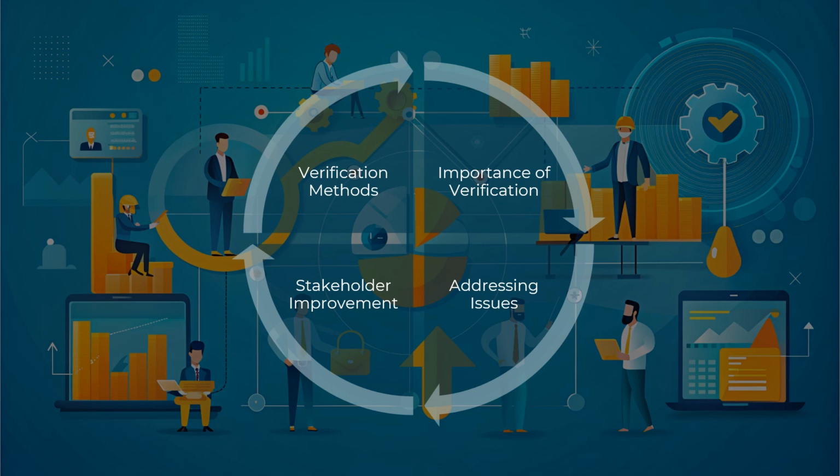In conclusion, verifying project scope is a vital process that ensures the project remains aligned with its objectives and meets all requirements. By using methods such as inspections, walkthroughs, and audits, involving key stakeholders, and addressing issues promptly, project managers can ensure successful project outcomes.